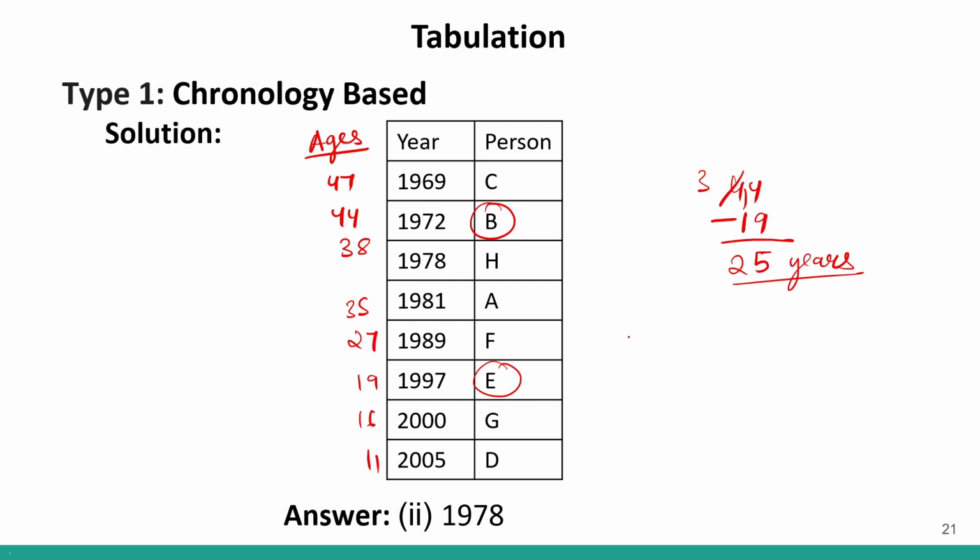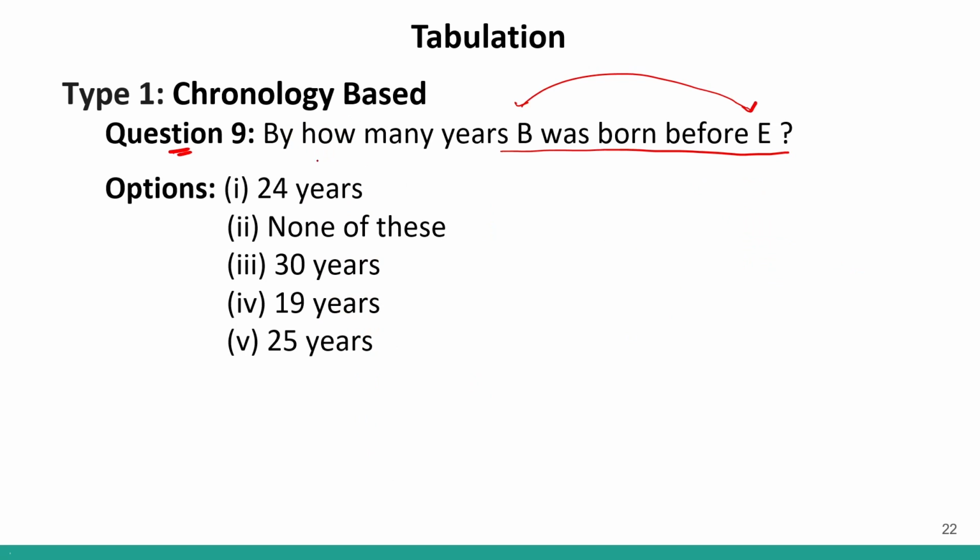Going back to the question, by how many years B was born before E? So the answer will be 25 years. Option number 5. Okay? 25 years.